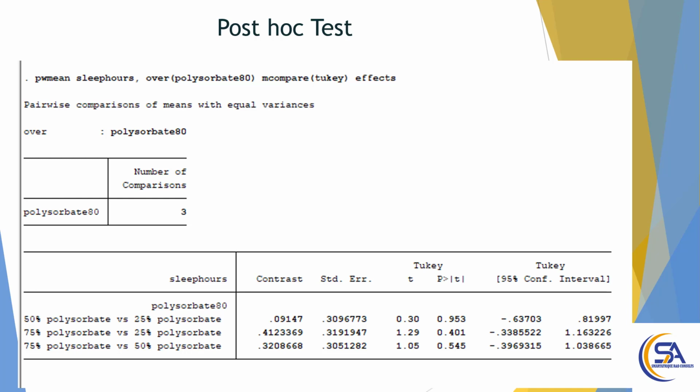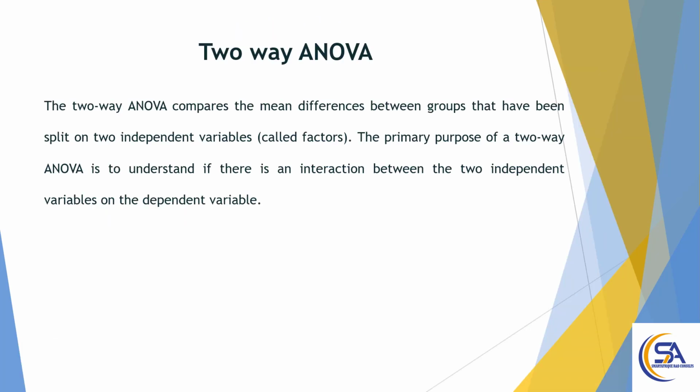All right. Okay. Now two-way ANOVA. A two-way ANOVA compares the main difference between groups that have been split into two independent variables called factors. The primary purpose of a two-way ANOVA is to understand if there is an interaction between two independent variables on the dependent variable.